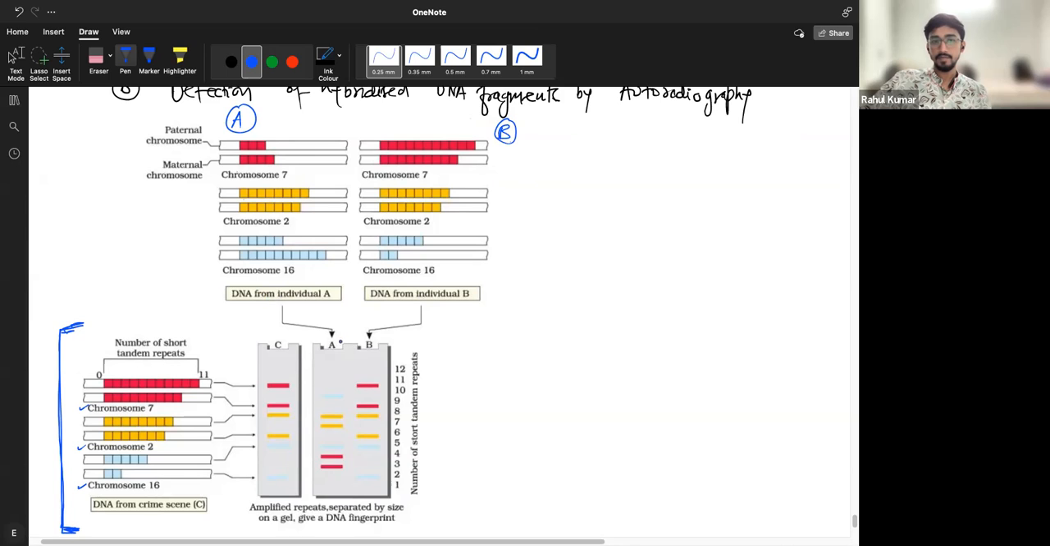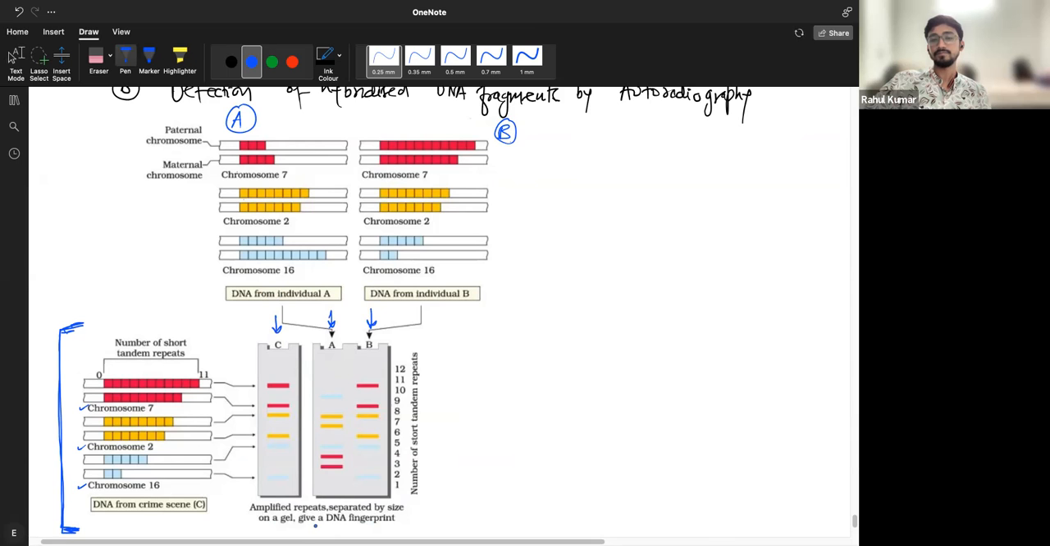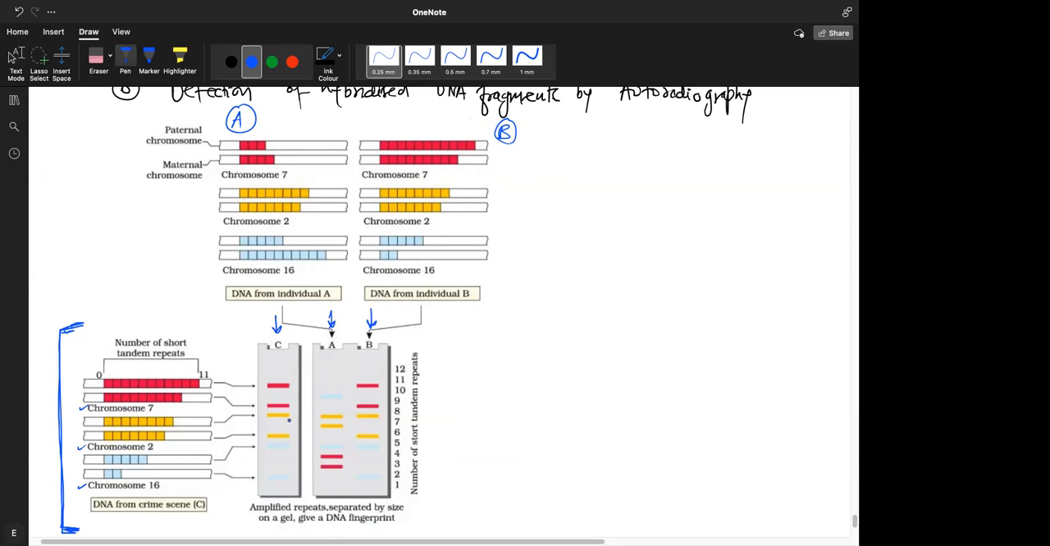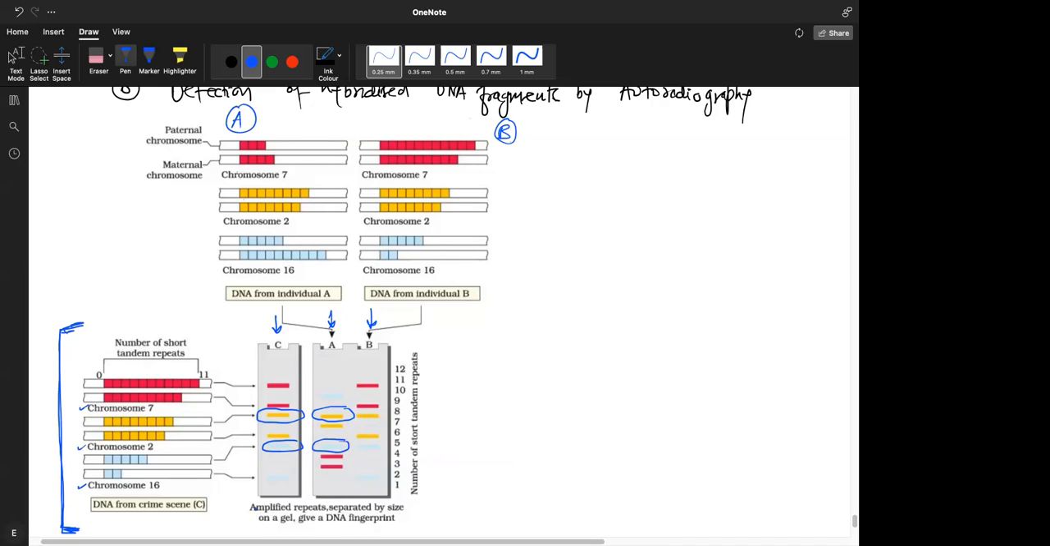So this is individual A's gel. This is A's data, this is B, and this is C's repeat on a DNA gel. Which one do you think is the criminal? B, right? Yes, sir, B. But note here that some VNTRs, let's say this one, actually also match with A, right? In fact, this blue, smaller one also matches with B and A here. But there's more similarity with that of B.